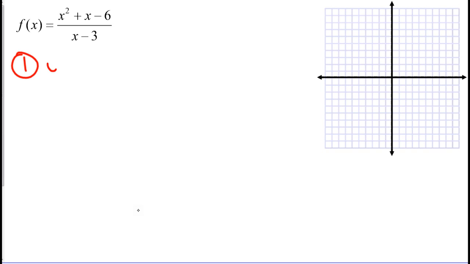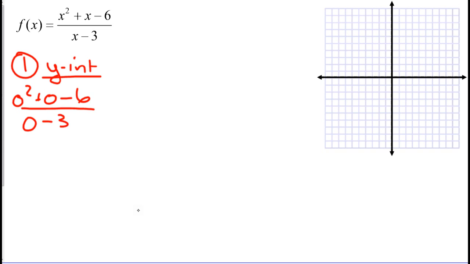I'm going to find out my y-intercept, plugging 0 in for x, so 0 squared plus 0 minus 6 all over 0 minus 3. I get a negative 6 over negative 3, which is a positive 2. So my y-intercept is at (0, 2). I actually get one this time.